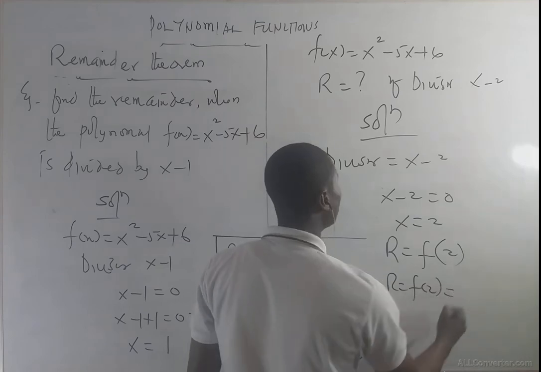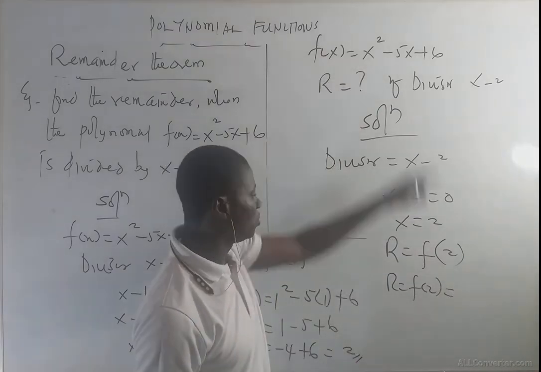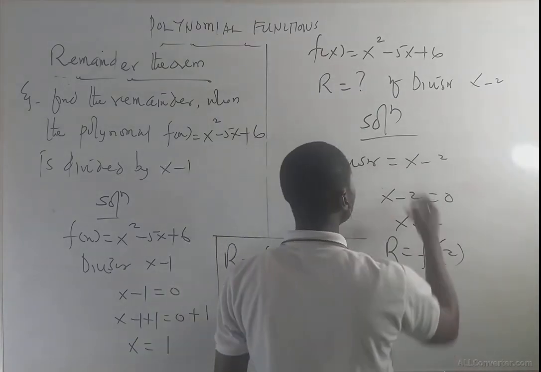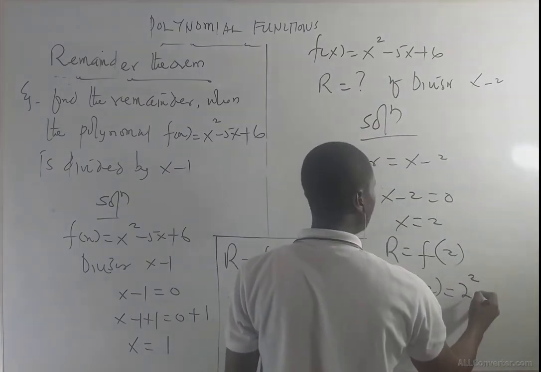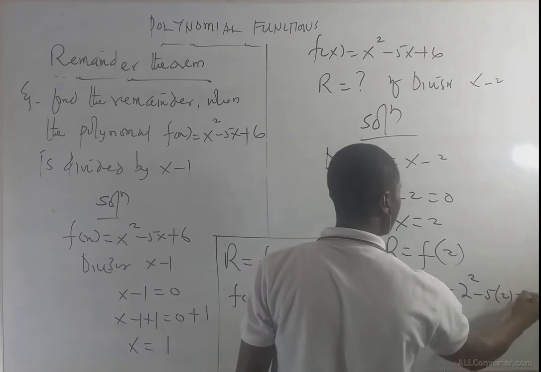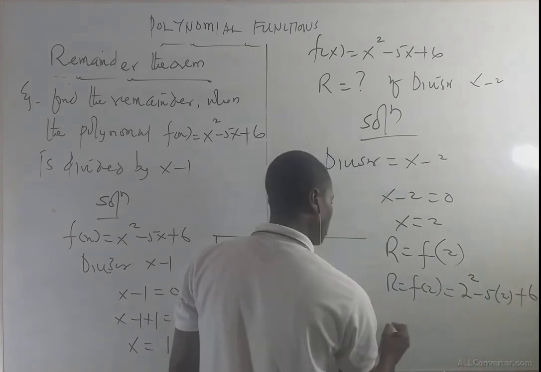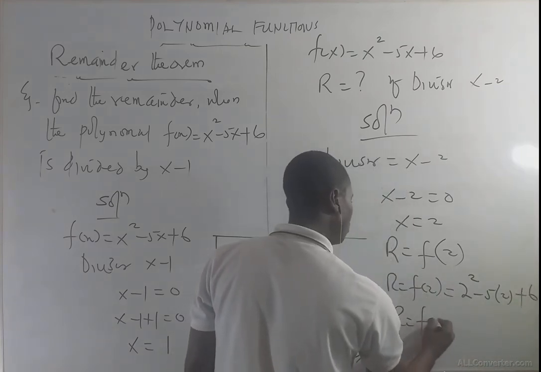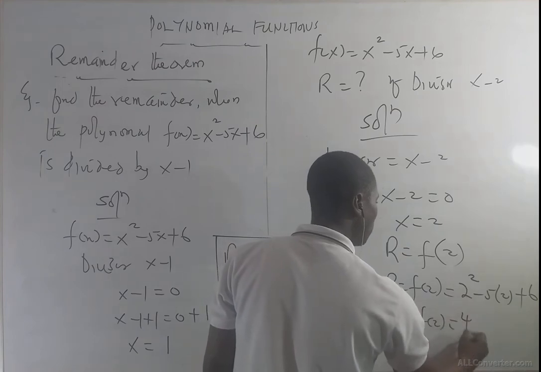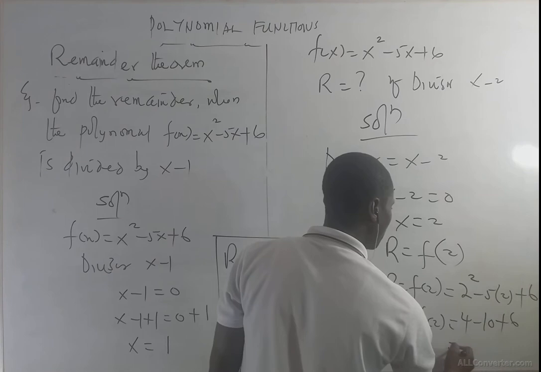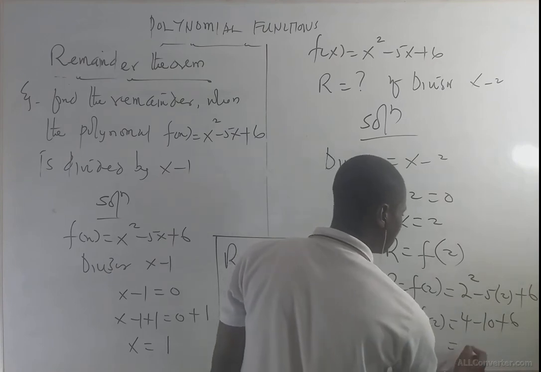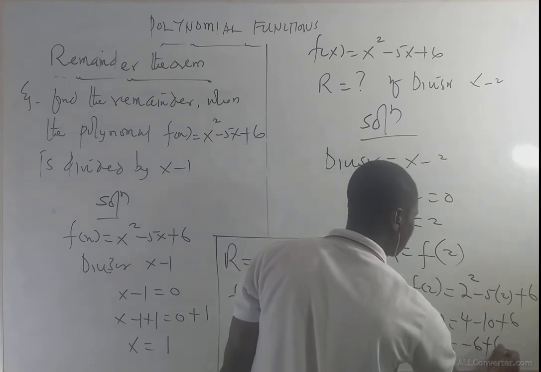f of 2 means that wherever you see x in the expression, you now substitute that by 2. So instead of x square, you are going to have 2 square minus 5 times 2 plus 6. The remainder will be f of 2, and that is 2 square, which is 4, minus 5 times 2, which is 10, then plus 6. 4 minus 10 is minus 6, and minus 6 plus 6 will be equal to 0.